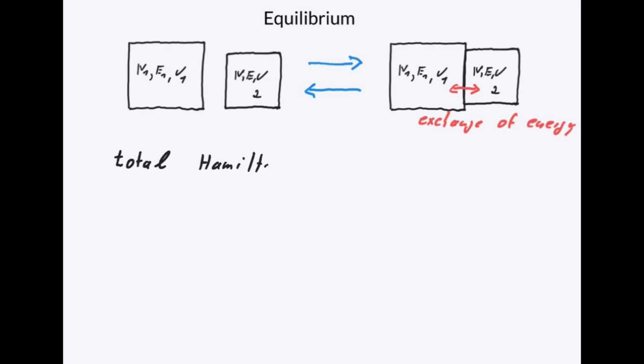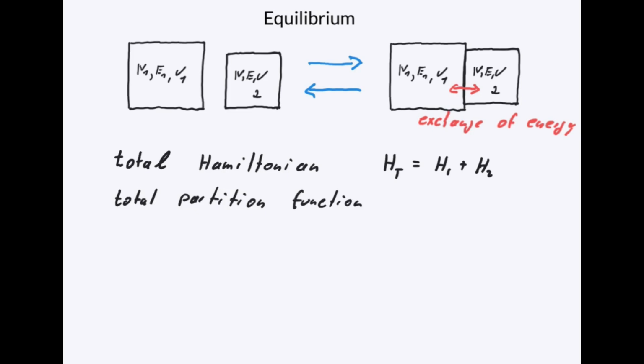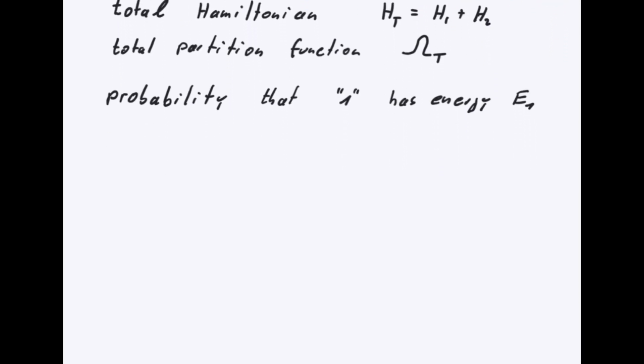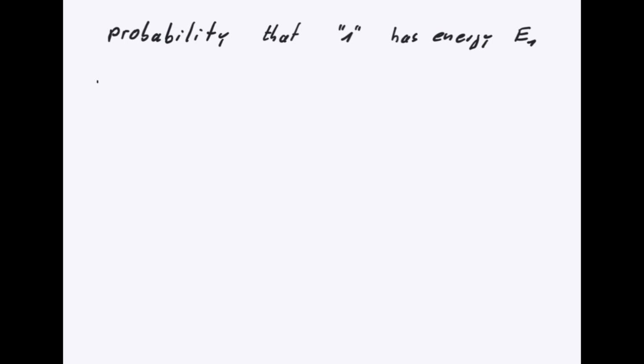Well, we again start with the total Hamiltonian of the system, H_T, which is the sum of the Hamiltonians of system 1 and system 2. From the total Hamiltonian, we can derive the total partition function, Omega_T. Now what we are asking is, what is the probability that system 1, after the experiment, has the energy E1? This probability, P of E1, we can determine by counting the number of possibilities that we could configure the system in such a way that system 1 has the energy E1.